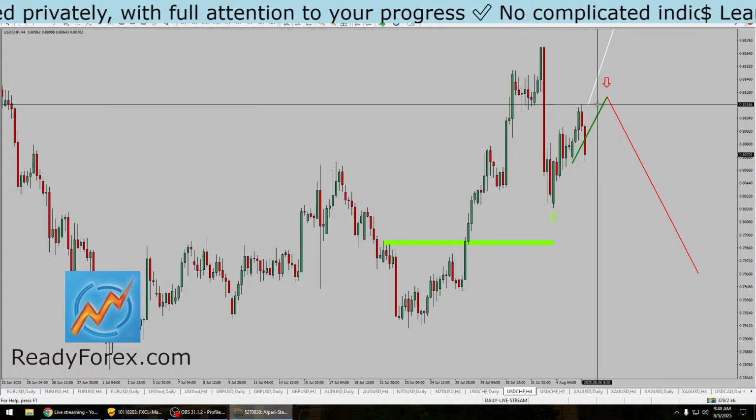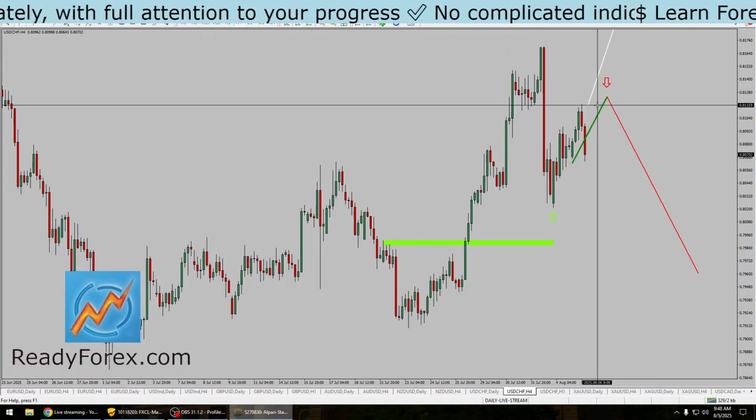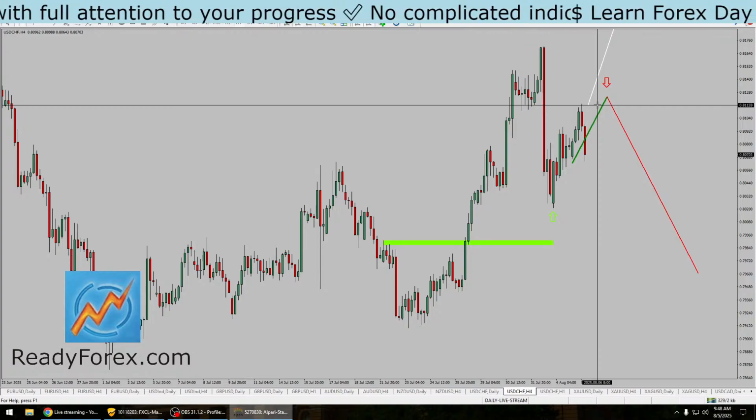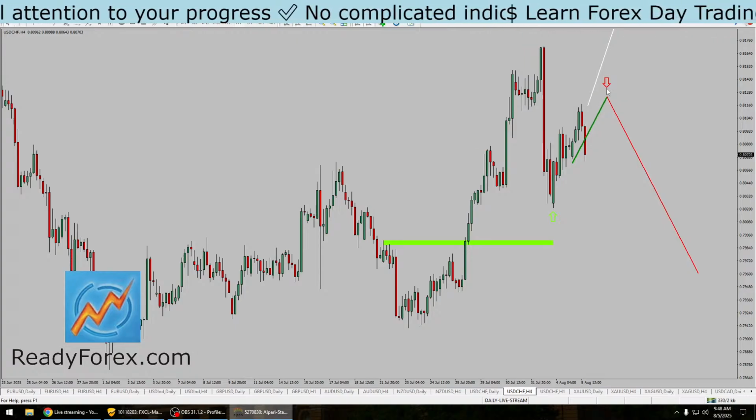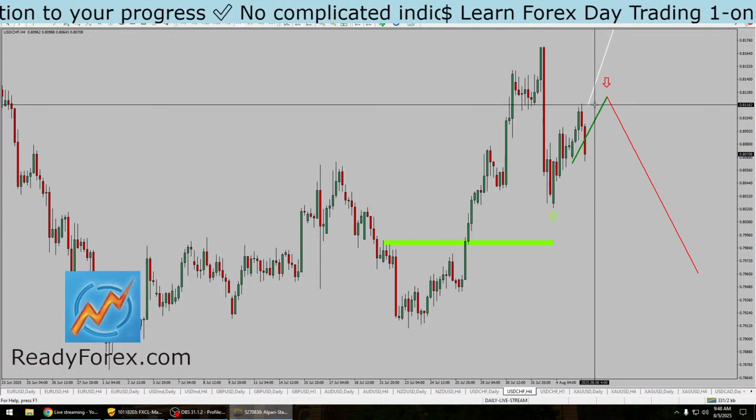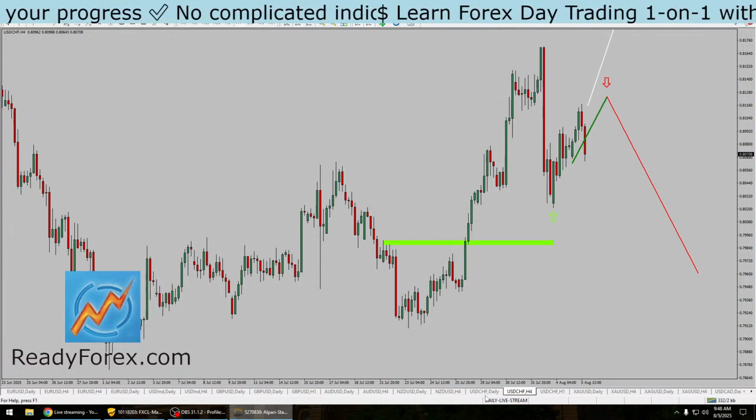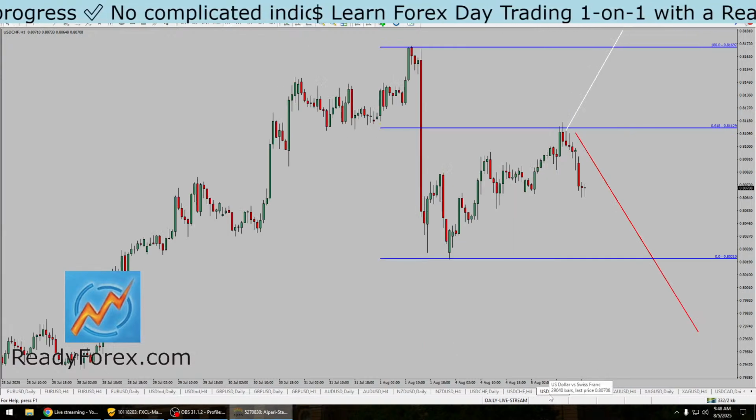This is what I told you when I did the London market session. I told you guys that this red arrow suggests the market is probably at the top and it's going to start the decline. So let's go over to a smaller time frame.